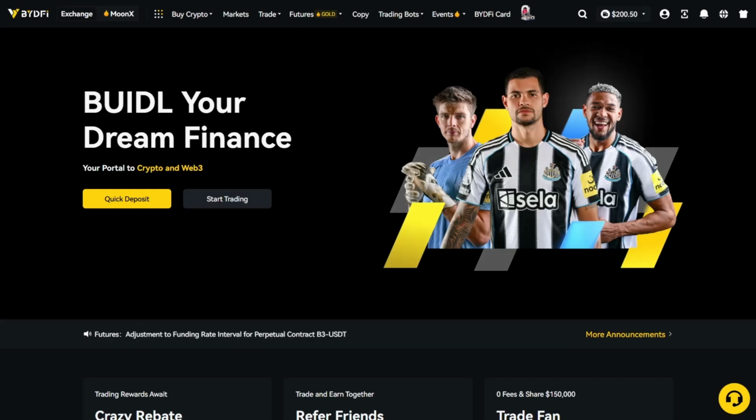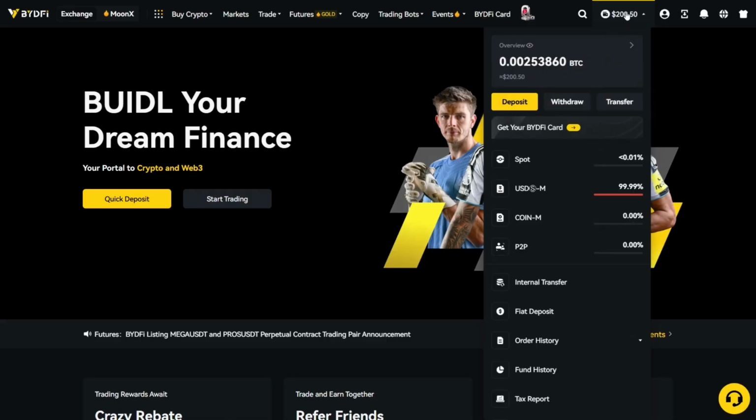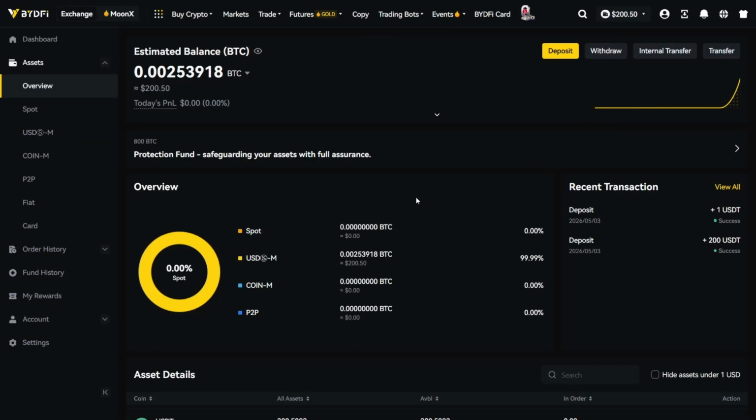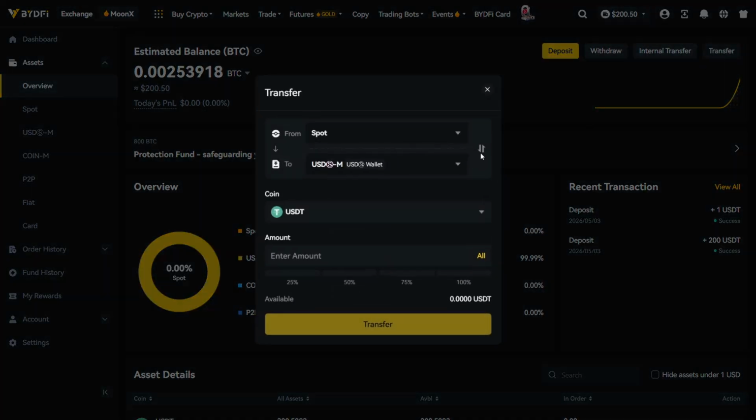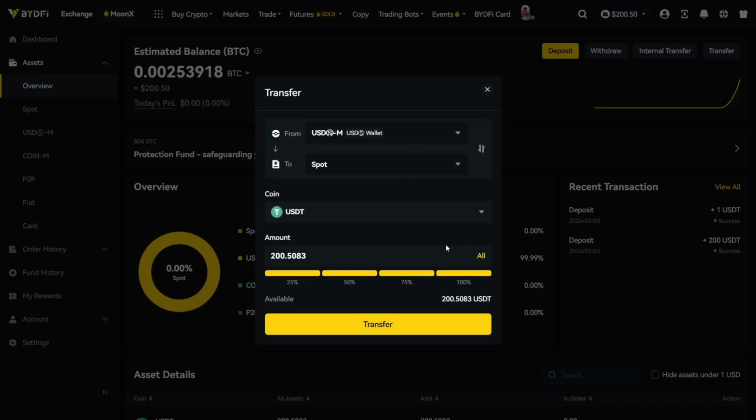To start our spot trading tutorial, the first thing we want to do is make sure we have funds in the right account. So we're going to head up to the top and hover over the wallet icon and click on Overview. Here we can see we have funds in our USDM account. We want it in our spot account. So we're just going to head to the top right and click Transfer. Make sure we are transferring from USDM to spot. And we are going to transfer 200 USDT.